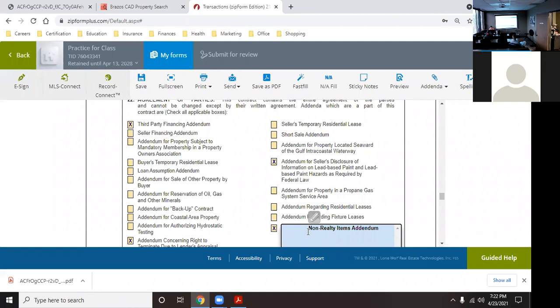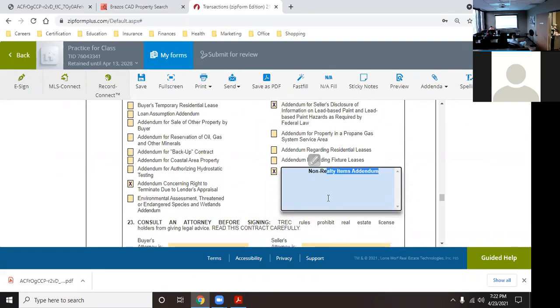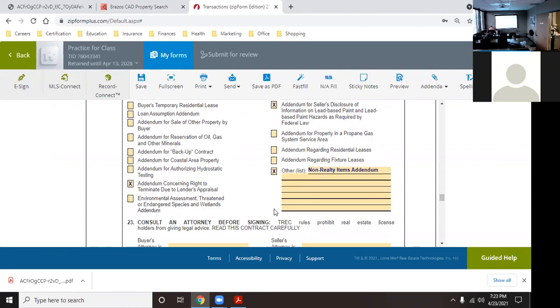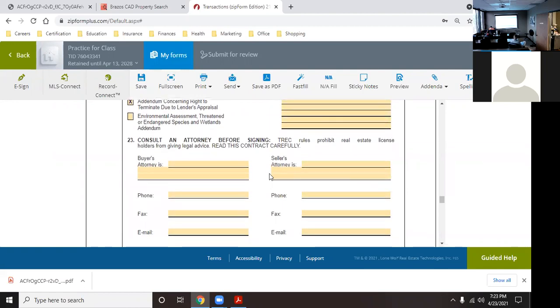Now, what I can't explain is why we use this in every transaction, and most companies use this in every transaction, and they haven't made it a preset box to click. I have never once used the addendum for authorizing hydrostatic testing. I've never used this addendum before, but it's one of the preset ones. But for some reason, this one isn't. No idea. Can't explain why. That's just how it is. So you just gotta always put that one in.